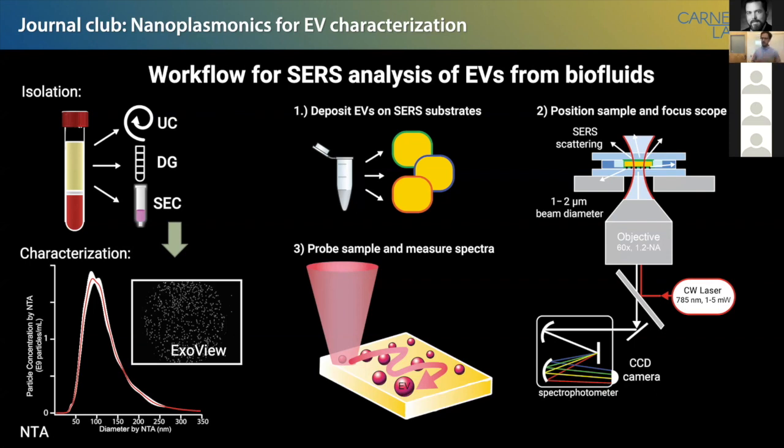These could be gold nanoparticles deposited on the surface. It could be gold nanopillars. There's a bunch of commercial sources for these, or we can make them ourselves. And then we pop these onto a microscope. And this microscope looks remarkably similar to a confocal fluorescence setup, except that we collect the Raman scattered light on a spectrophotometer and camera afterwards. And we scan around our material to try to image the EVs in this way.